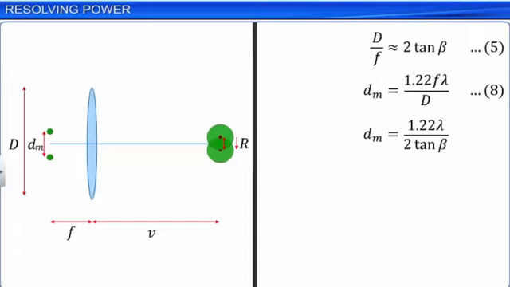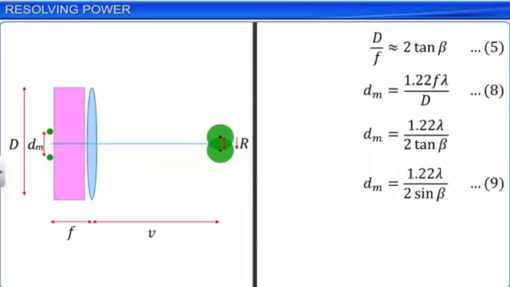Therefore, dm is equal to 1.22 lambda by 2 sin beta. Let this be equation 9. If the medium between the objects and the lens has a refractive index of n, then the expression for the minimum separation between the two objects, dm, is equal to 1.22 lambda by 2n sin beta. Let this be equation 10.